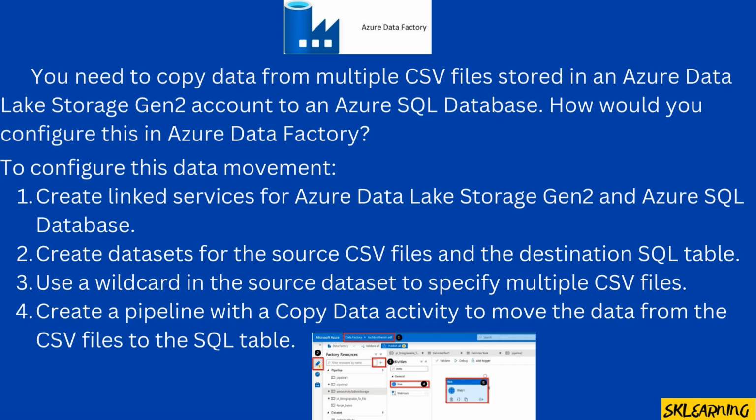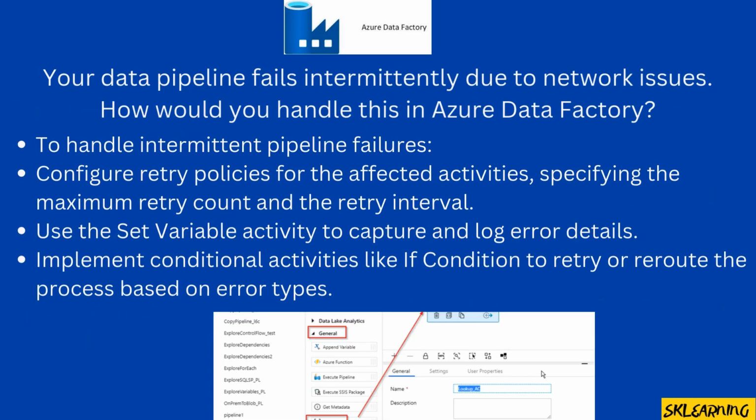Another question. You need to copy data from multiple CSV files stored in an Azure Data Lake Storage Gen 2 account to an Azure SQL database. How would you configure this in Azure Data Factory? To configure this data movement, create linked services for Azure Data Lake Storage Gen 2 and Azure SQL database. Create datasets for the source CSV files and the destination SQL table. Use a wildcard in the source dataset to specify multiple CSV files. Create a pipeline with a copy data activity to move the data from the CSV files to the SQL table.